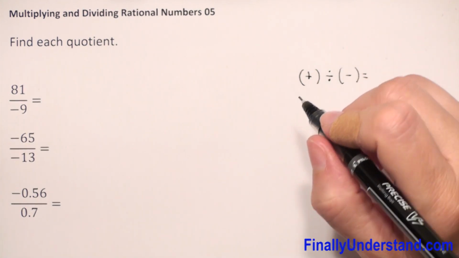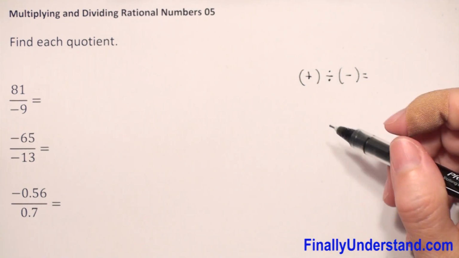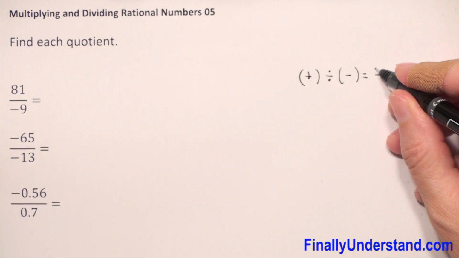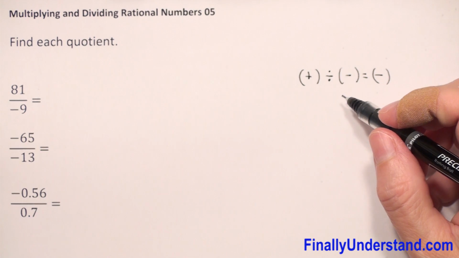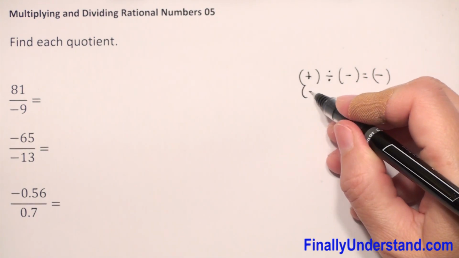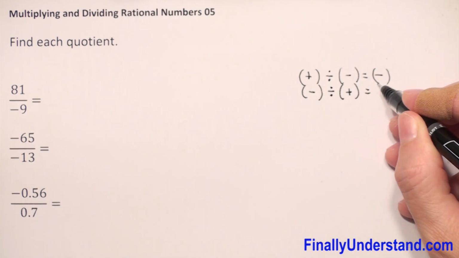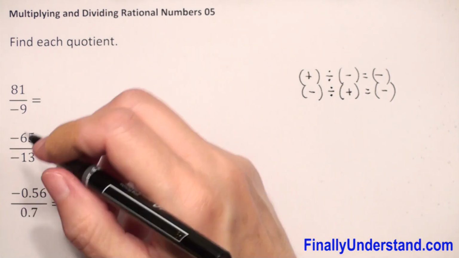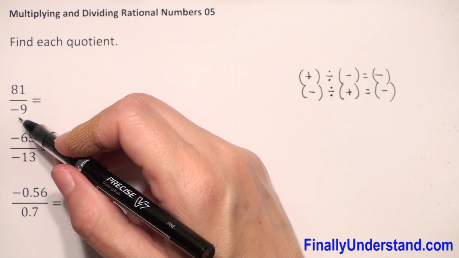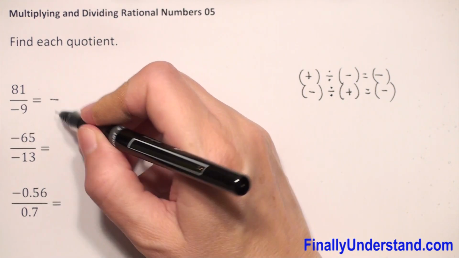The rule is the same like for multiplication. When we multiply negative by positive or positive times negative, the answer is negative, the same as for division. When we divide positive by negative or negative by positive, the answer is negative. So we have 81 positive divided by negative number 9. So positive by negative gives me negative sign.